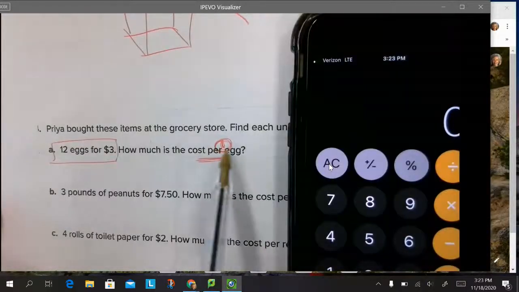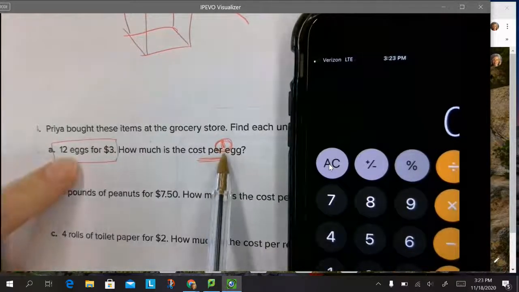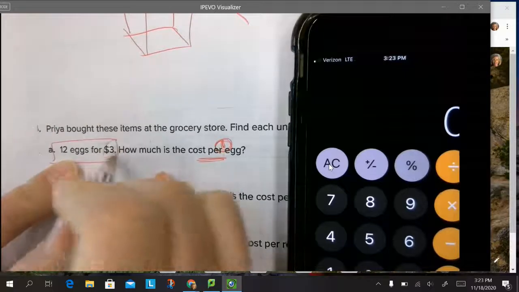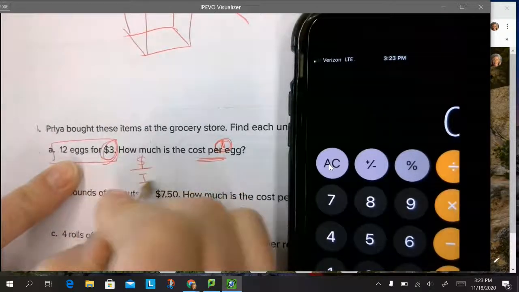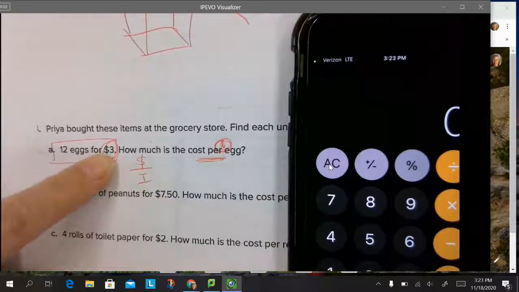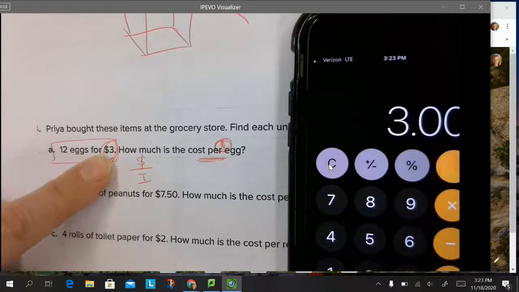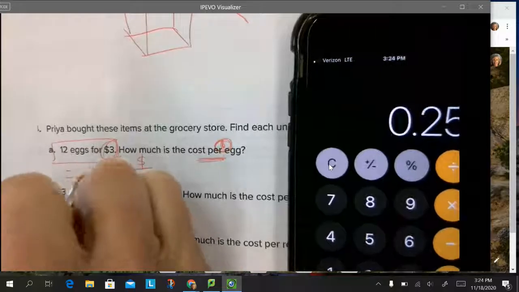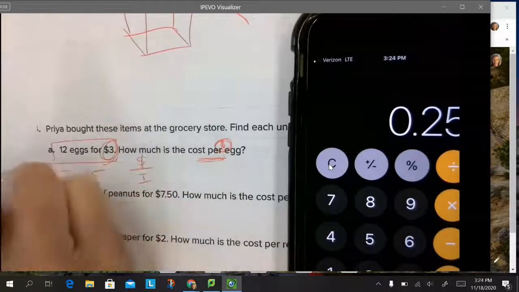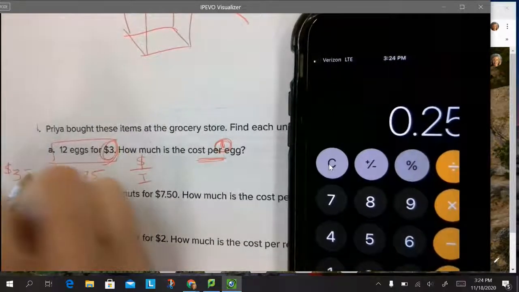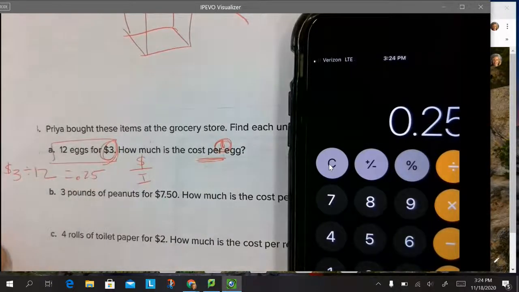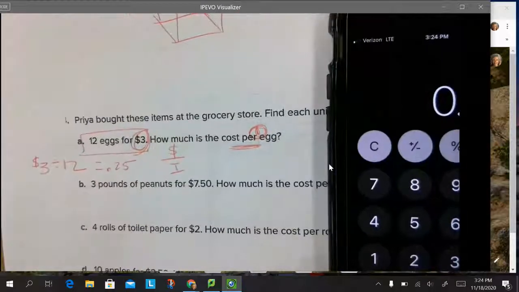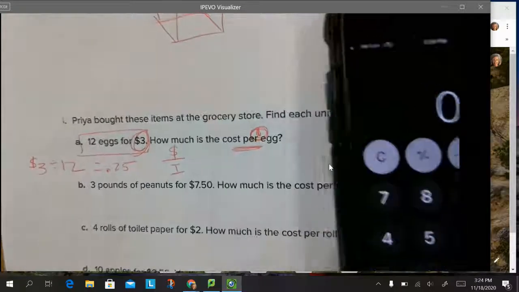All right, so if you want to find out what it is per one egg, you want to put in the money first, your cost, divided by item. So put in your cost, which is $3, 3.00, divided by 12. And then it looks like I get 0.25, which is 25 cents. So it's $3 divided by 12 equals 0.25, or a quarter. Okay? Look at the next one.